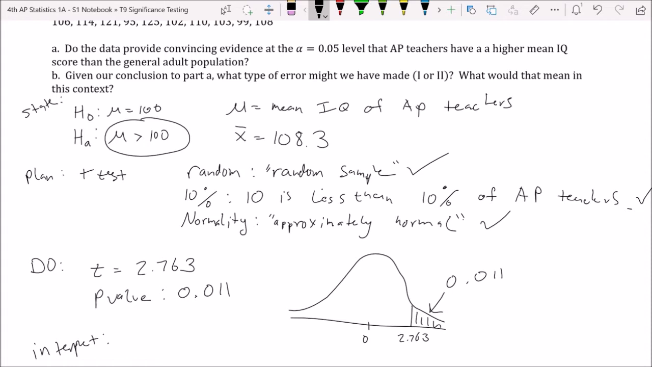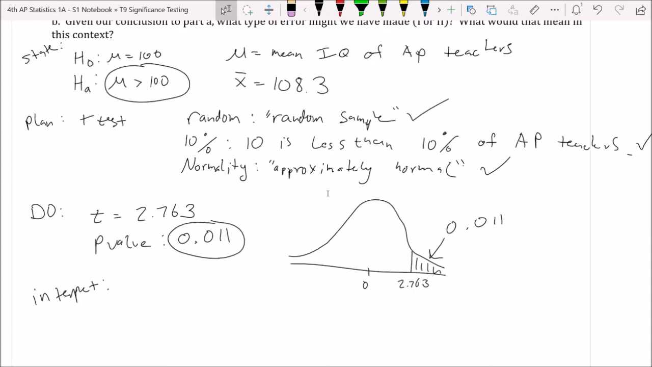Is that sufficiently small? Well, let's see. We need to know what the significance level is. Let's go back up. We were told the significance level is 0.05. So, yep, that's smaller than 0.05. So what we'll say is, since our p-value, which was 0.011, is less than the given alpha, which is 0.05, we reject the null hypothesis.